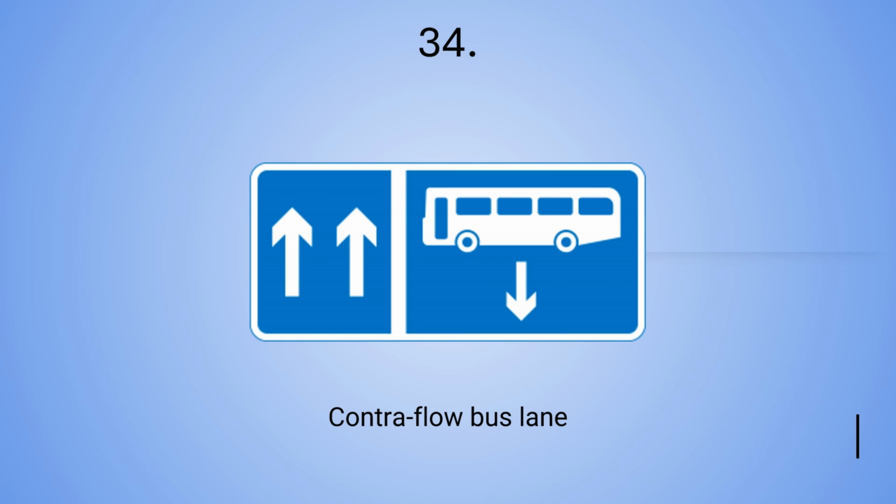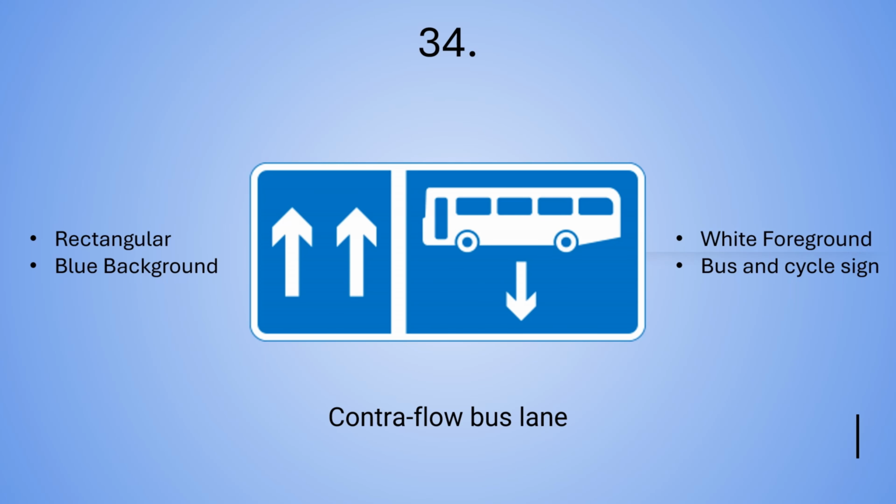Sign number 34 means contraflow bus lane. And this sign is also rectangular in blue with a white foreground, and it's a bus and cycle sign. If you have a look here at this sign, you can see the two arrows which are pointing upwards, and then you see the division line, the white one, and on the other side you can see the bus there with the arrow downwards in the opposite direction, which basically means that it's a contraflow bus lane. So the bus goes against the traffic.